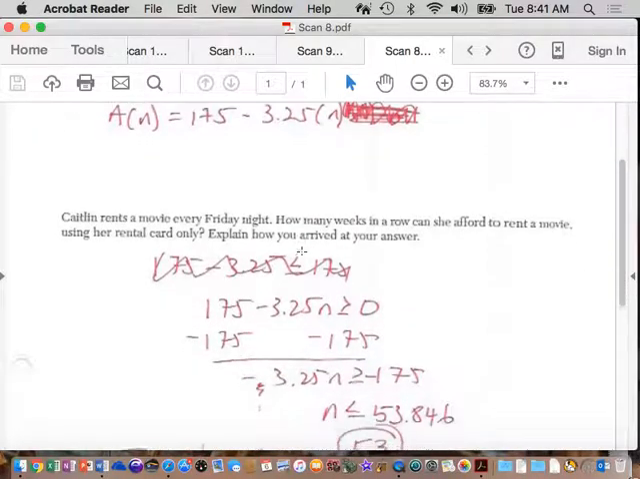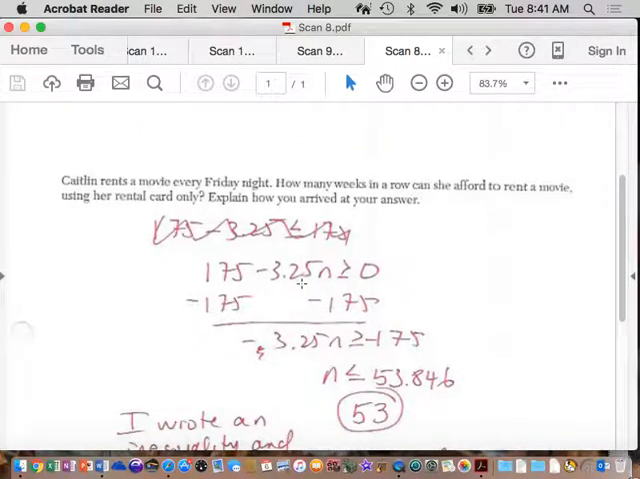Okay? Now, the next one. There's a few different ways to do this. I wrote an inequality because what's on the card has to be greater than or equal to 0. And I solved, and I came up with 53 point something, which means I could do it for 53 weeks. But you might have just said 175 divided by 3.25. That's good enough, too. You would have come up with the same 53 point whatever and rounded it to 53.